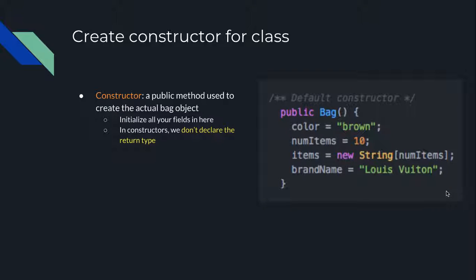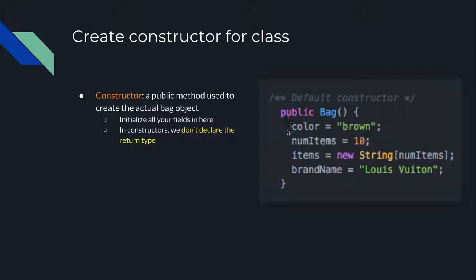And so the next thing that we're going to talk about is creating a constructor for the class. So here, what is a constructor per se? So a constructor is actually a public method that is used to actually create the bag object. So when you are trying to create that object in your main method, for example, that's what you're going to be using. So here what we do in the constructor method is that we are going to be initializing our fields. So in this case, I'm just going to hard code majority of it here.